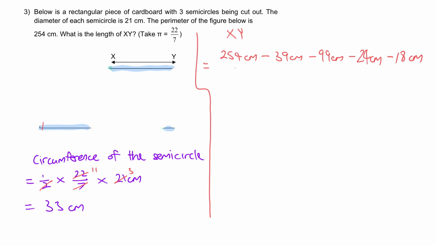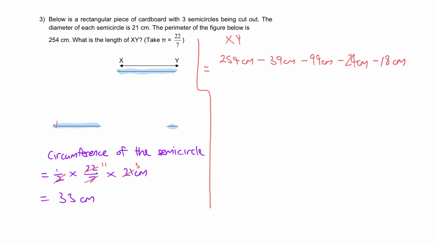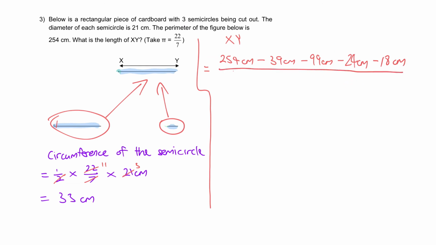Finally, we are done with the isolation. We are now just left with xy and another xy. Here plus here is xy. After that, what do we need to do? This is equal to 2xy. So we just need to take this whole thing divided by 2. Then we should get the answer, which is 37 cm.